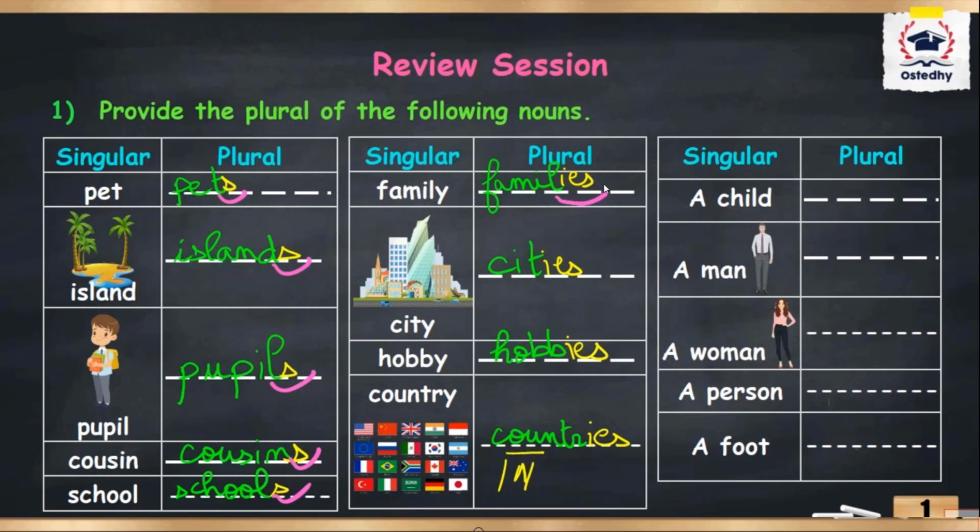Finish with S. With S. I, E, S. Can you see that? So here we just have S. In the second table, it's IES because the singular nouns just end up with Y. Whenever you have a noun like this one, the plural of it should be with IES.